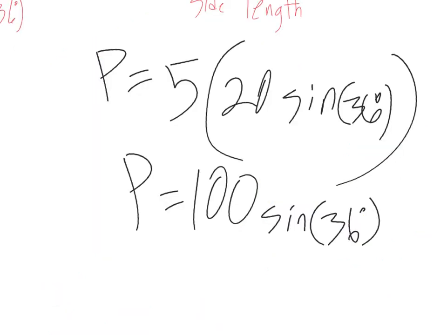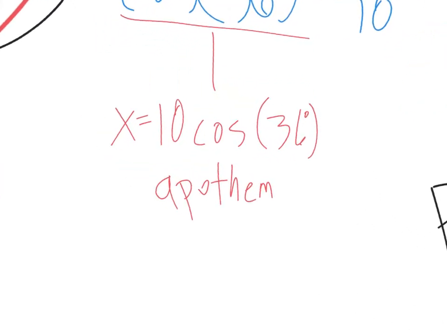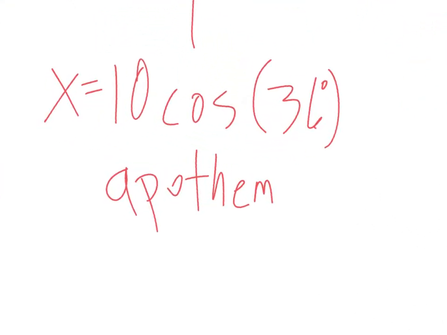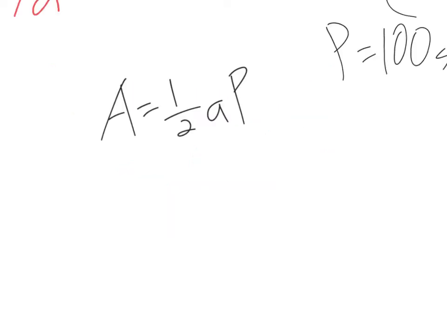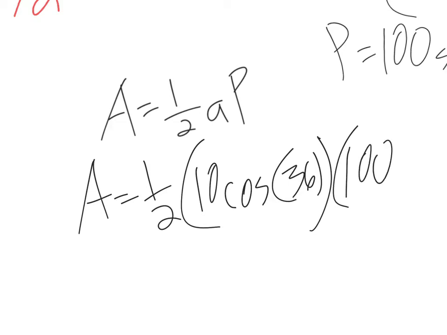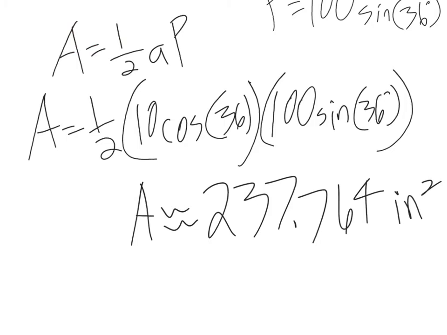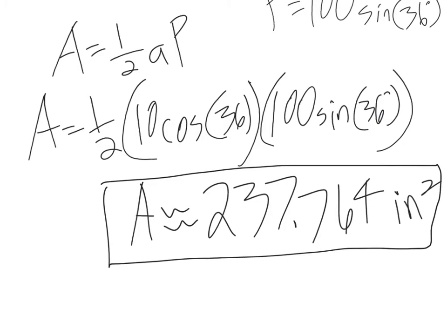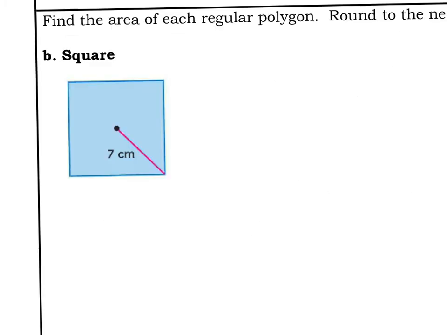And so knowing my perimeter is 100 sine of 36, and knowing that my apothem is 10 cosine of 36, I can now calculate my area. So if my area is 1/2 a times p, apothem times perimeter, then my area is going to be 1/2 times 10 cosine of 36, and then multiply that times my perimeter, which was 100 times sine of 36. And so typing that into my calculator gives me an area that is approximately 237.764 square inches.